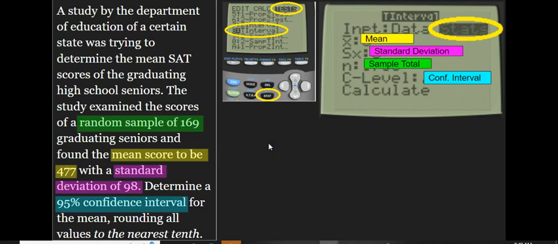Okay. A study by the Department of Education of a certain state was trying to determine the mean SAT scores of the graduating high school seniors. The study examined the scores of a random sample of 169. The mean score was 477, and the standard deviation was 98.